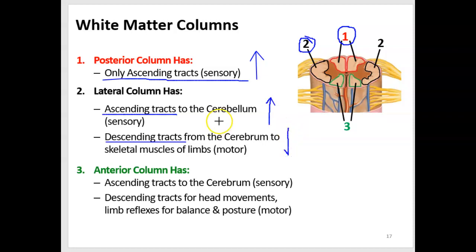The ascending tracts tend to go to the cerebellum from the lateral column, and the descending tracts tend to go to skeletal muscles. The anterior column has both ascending and descending tracts as well.